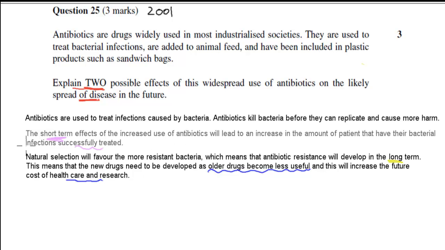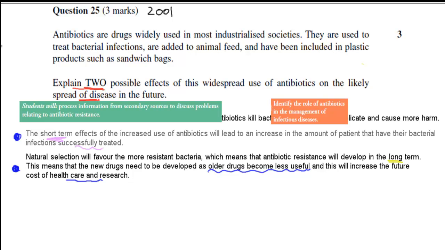And that's basically what we have to talk about. These 2 reasons. One of them was a good reason: we've got more treatment. On the negative side, we've got more resistance, which means more problems in the long term, especially when it comes to the spread of disease.